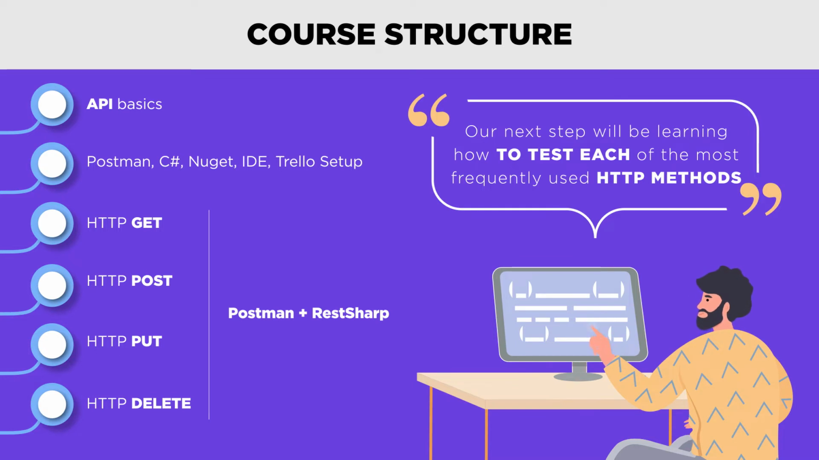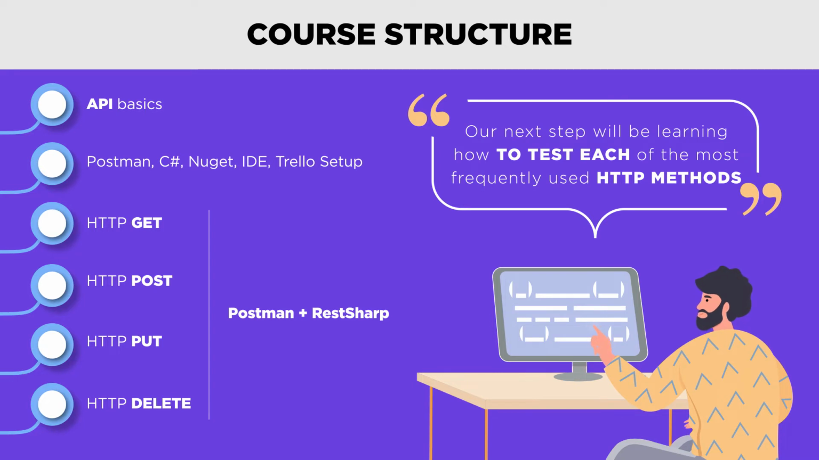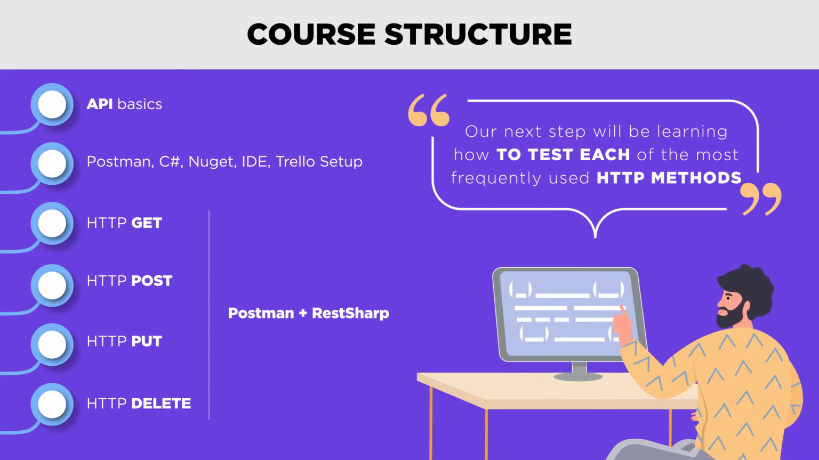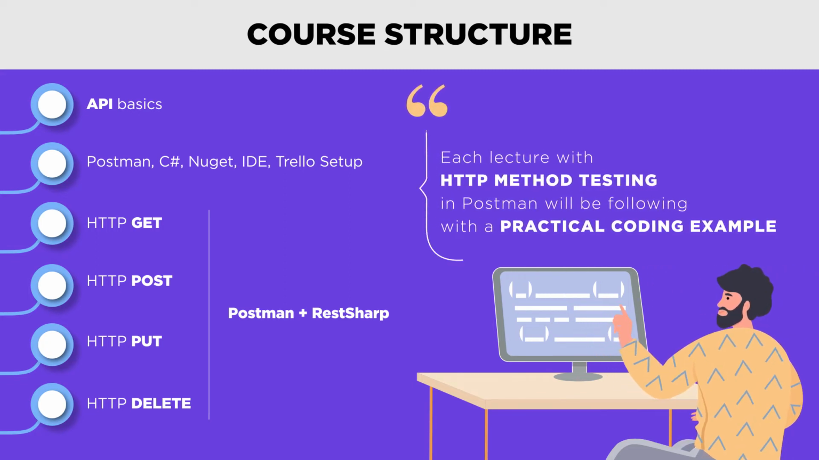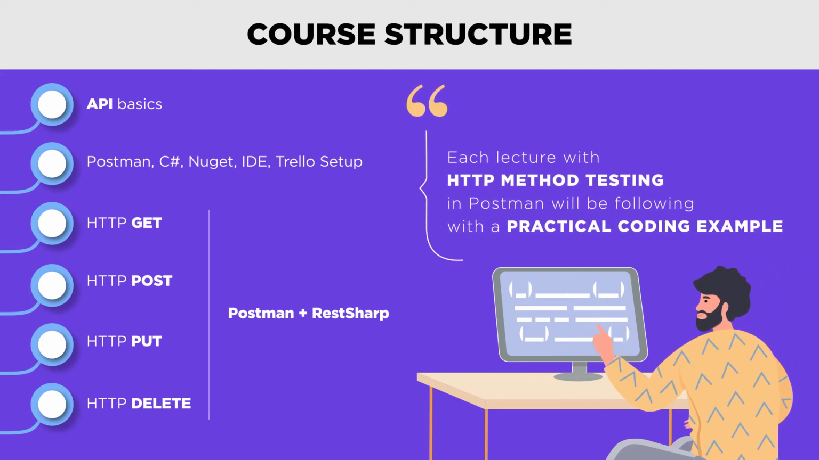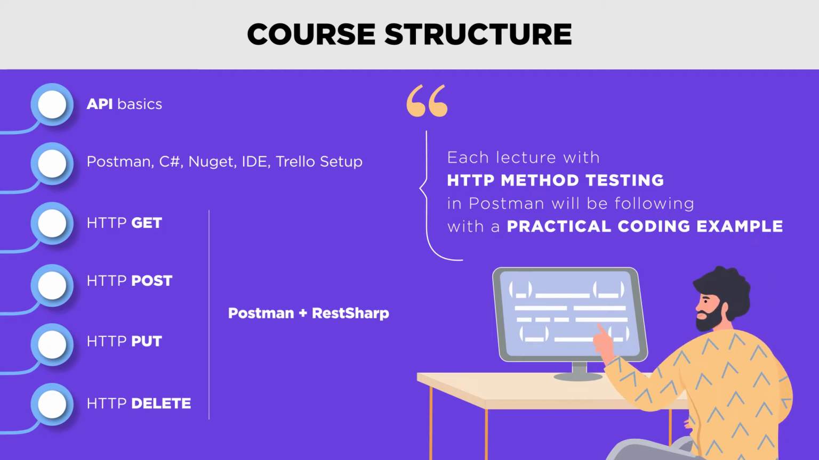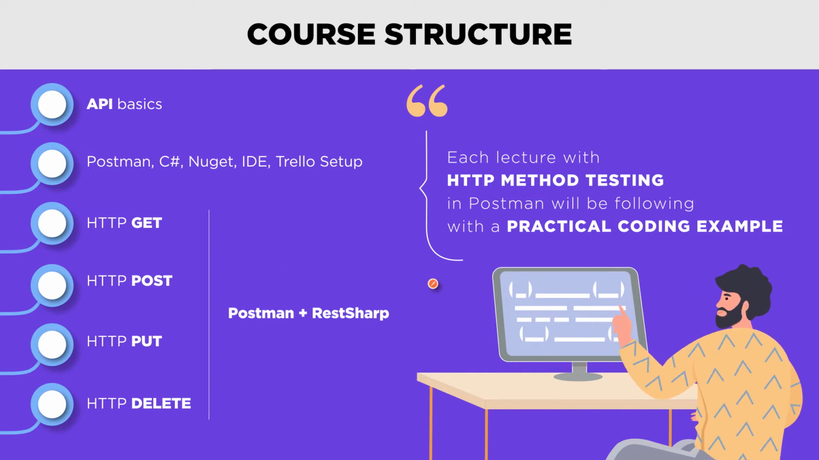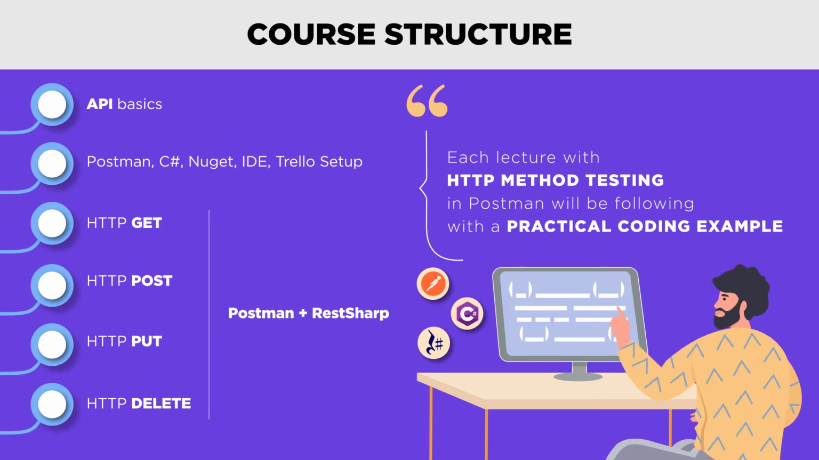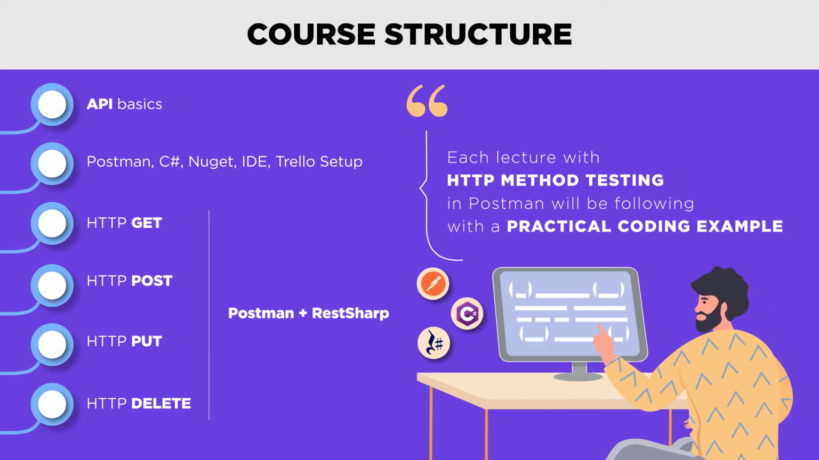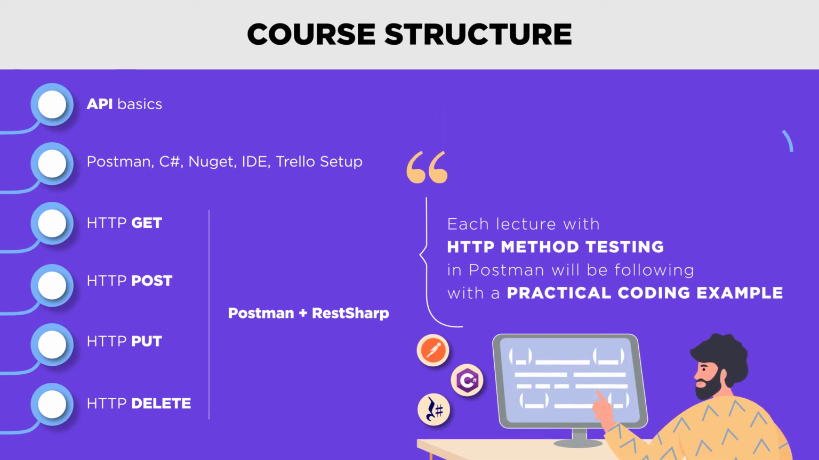The next step will include real-life examples using main HTTP endpoints. We will create our test automation framework with RestSharp step by step. Each lecture with HTTP methods testing in Postman will be followed by a practical coding example. Each practical coding example means that all the interactions with Postman will be duplicated as C# code in RestSharp. Gradually, we will have a big test automation framework set up and ready for Trello's API health checks.